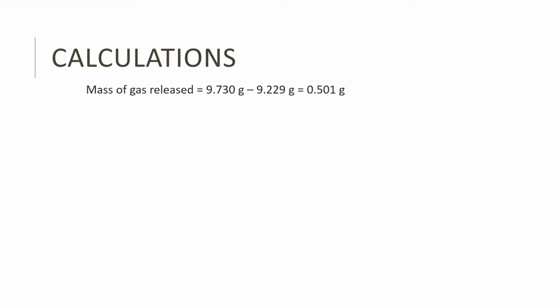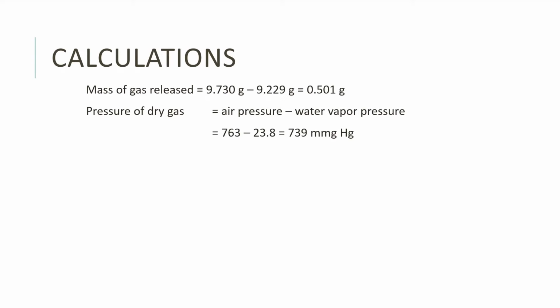Calculations. In the first calculation, the mass of the gas released is calculated by taking the initial mass minus the final mass. To find the pressure of the gas, you have to account for the water vapor pressure, so you need to take the air pressure minus the water vapor pressure to find the pressure used in the calculations. Then, to find molar mass, you will take all of the data and plug them into the equation: molar mass equals density times constant R, temperature, divided by pressure.